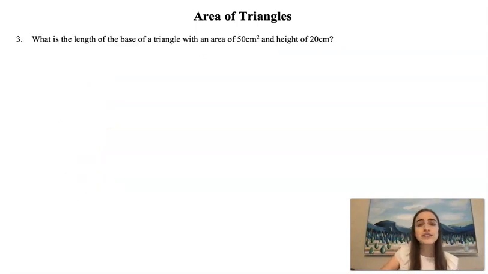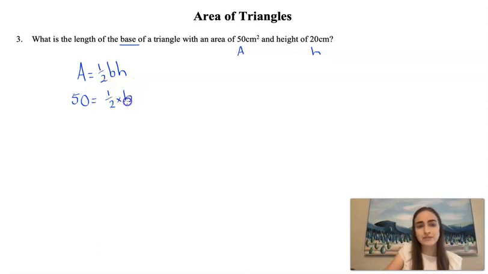Our third question is very similar. We're given an area of 50 centimeters squared and a height of 20, and we're asked to find the base. So again, we start with our formula. So area equals a half times the base times the height. And then we substitute in. So our area was 50 equals a half times the base, which we don't know, so we'll leave it as B, times the height, which was 20.